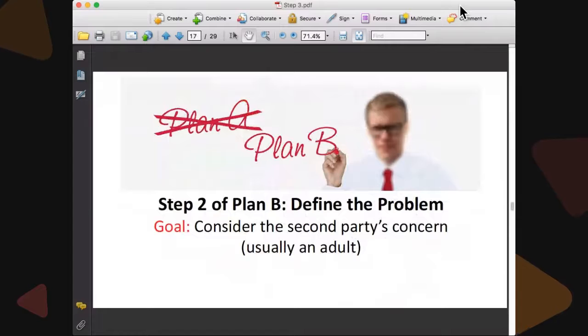So step 2 is to define the problem, and this is when we're looking at usually the other person's concern with the unsolved problem. So this is usually the adult. In step 1, the empathy step, you are identifying your child's concerns. And in step 2, when you define the problem, you're looking at yourself, or the teacher is looking at themselves, as far as what are my concerns with the behavior.